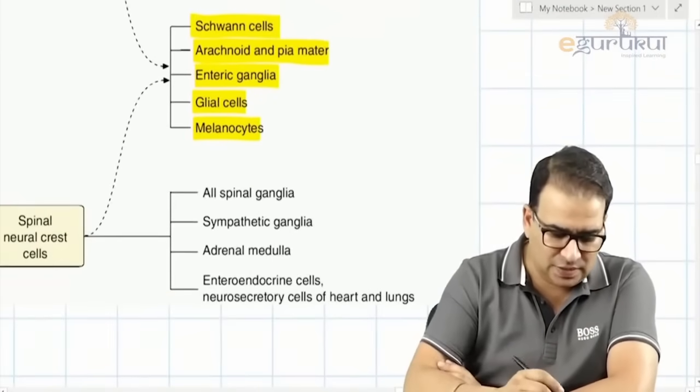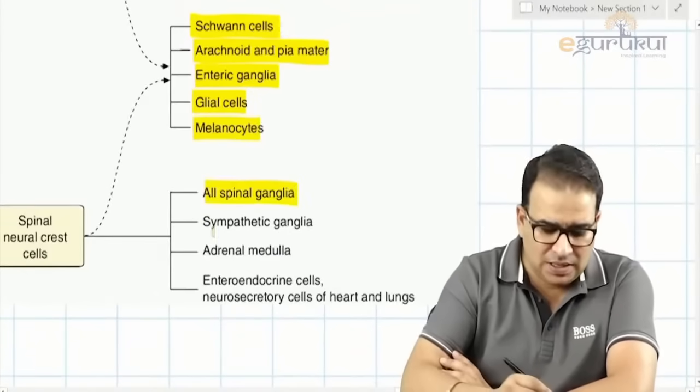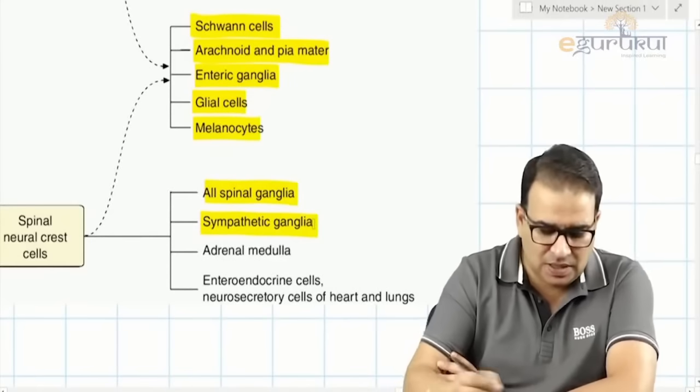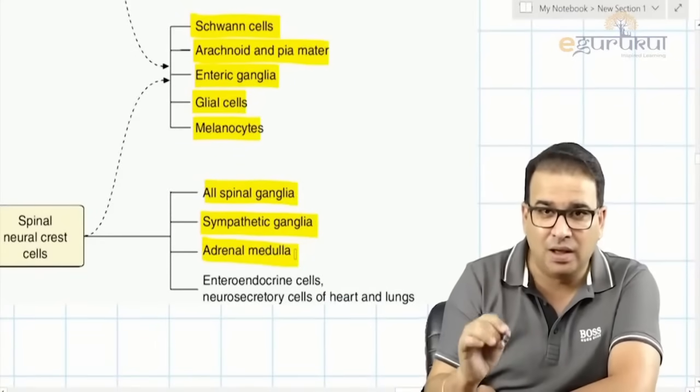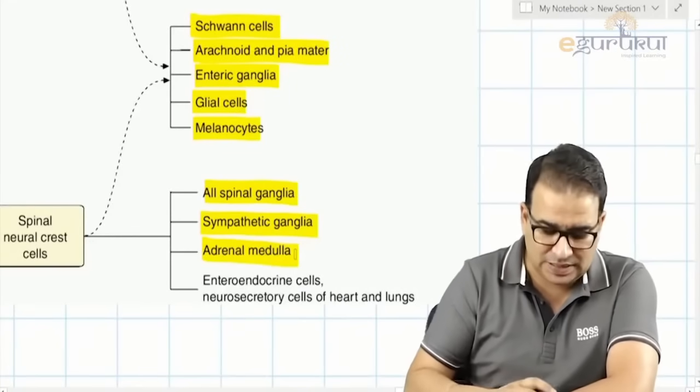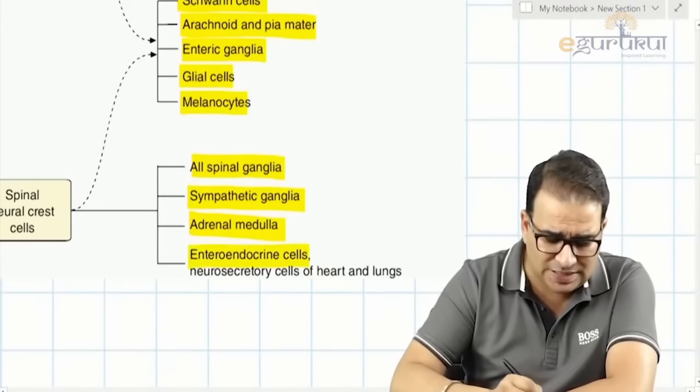Once again, look at this. Spinal neural crest, spinal ganglion, doesn't matter. It is a part of the peripheral nervous system. Sympathetic ganglia, peripheral nervous system. Adrenal medulla, not adrenal cortex. This is adrenal medulla, which is derived from the neural crest cells. And some neurosecretory endocrine cells also.